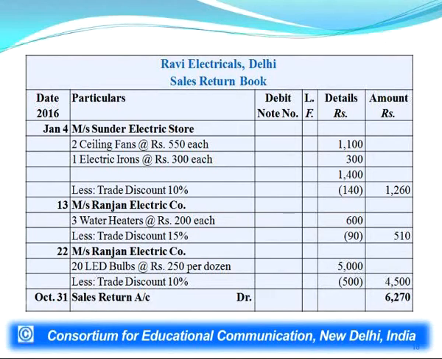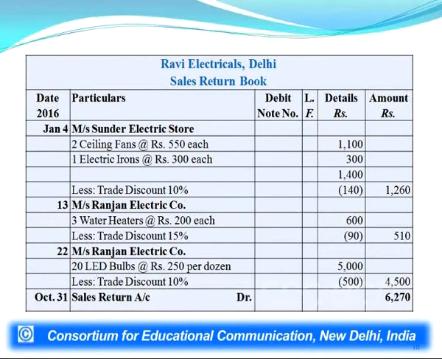And in case of the other customer, these are 3 water heaters at 200 each, the amount is 600, trade discount 15%, 90 rupees. So, it is 510 net amount. Another transaction, this party has returned the goods, 20 LED bulbs at rupees 250, it is not per dozen, it is 250 each, by error it is shown as per dozen. So, 5000 is the gross amount and less 10% trade discount.